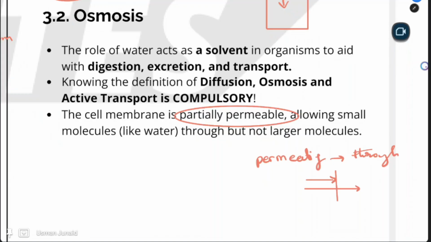Therefore, it can let some substances through without hindrance and some substances it will not let through. Okay, understand? For example, it's a gate with an ID card checker, right? So if you have the ID, you can go inside. If you don't, you can't. Okay, then you need a special pathway.